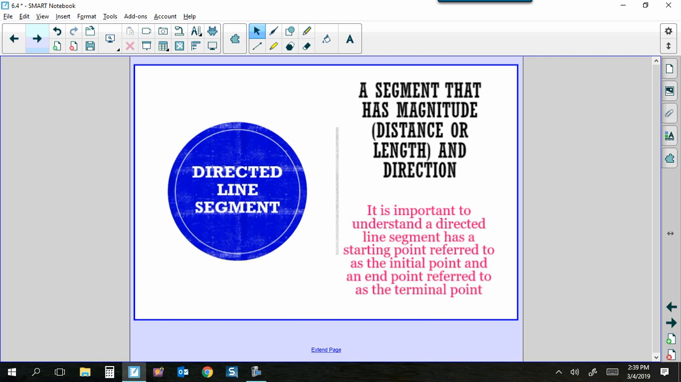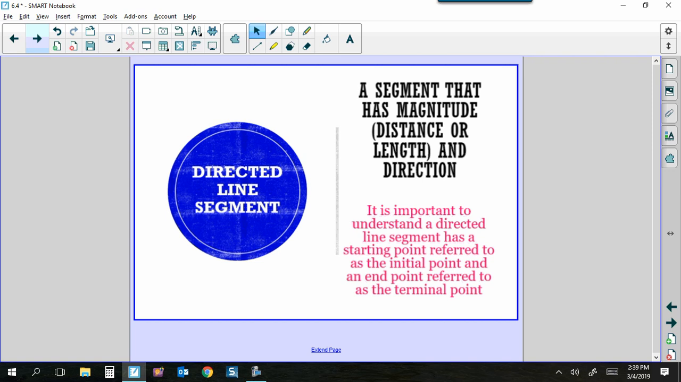Next, what is a directed line segment? It is a segment that has magnitude, which we know means distance or length, and direction. We kind of did this with vectors. Vectors and directed line segments are very similar. They have many like qualities. They are not the same, but similar. They represent different things, but at this level you can think of them as the same thing. You have an initial point where you always start, and an endpoint, which we called a terminal point with vectors. So you have a starting place and an ending place, which gives you the distance and direction in which you have to move.